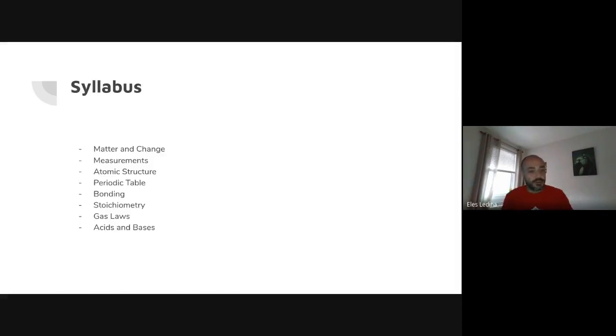As far as the syllabus goes, this is a very general overview of everything that we would be going over in chemistry. We have matter and change, measurements, atomic structure, which plays a big part. The periodic table also plays a big part because we go over certain trends in the periodic table, the structure, the history of it. Bonding, that's either between covalent and ionic bonding, mainly between ionic bonding because covalent is more towards organic chemistry. And stoichiometry, which is very math heavy, but that's also a very exciting point in chemistry because there's a lot of labs associated with it. We have gas laws and then acids and bases. Usually that's where we finish out the year.